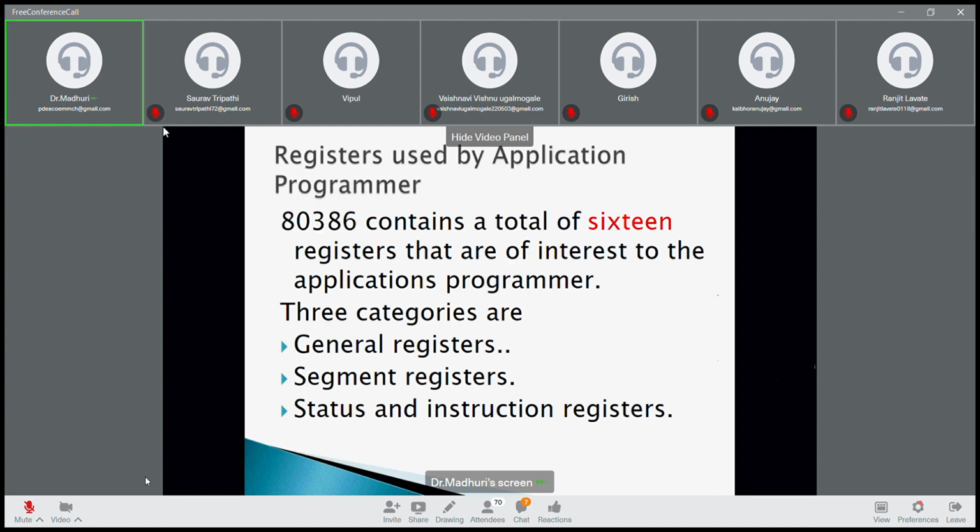The data may be used for instructions, so that you can quickly accept or transmit the data. For that purpose the registers are used. Get it? This is the function of a register. Now there are three categories of registers. One is the general register, second is the segment register, and third is the status and instruction registers.